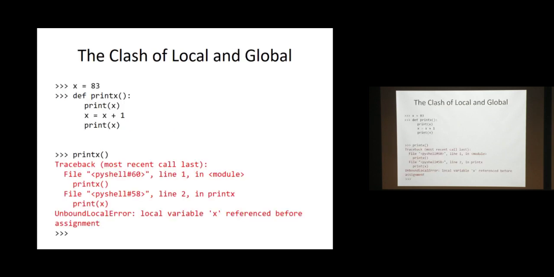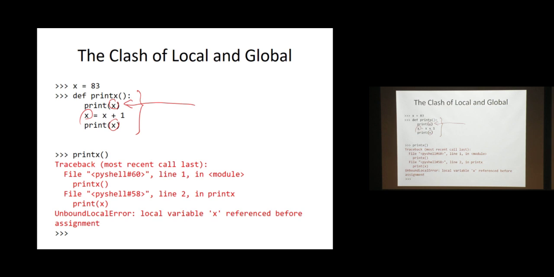Okay? Let's look at this one again. I have this function here. In this function, I have an x here. Then I have x equals x plus 1. Okay? And then I print out x. When I try to run it, they tell me there's an error. Why is there an error? Let's look at it. Unbound local error: local variable x referenced before assignment. Okay?